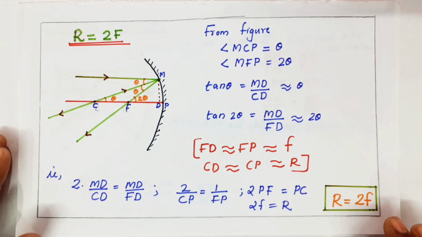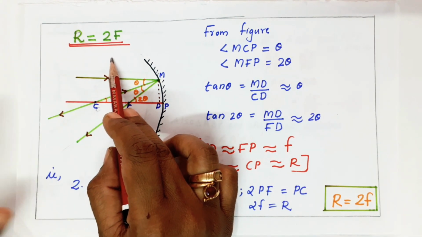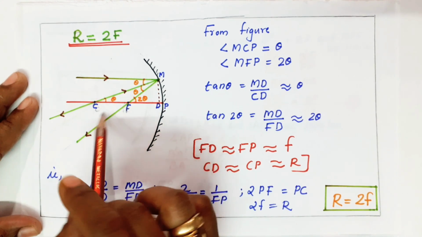Now I am starting here. How to prove R is equal to 2F. What is R? Radius of curvature. F is the focal length.